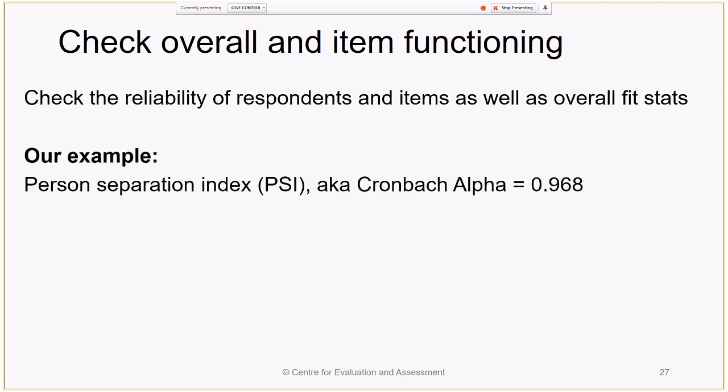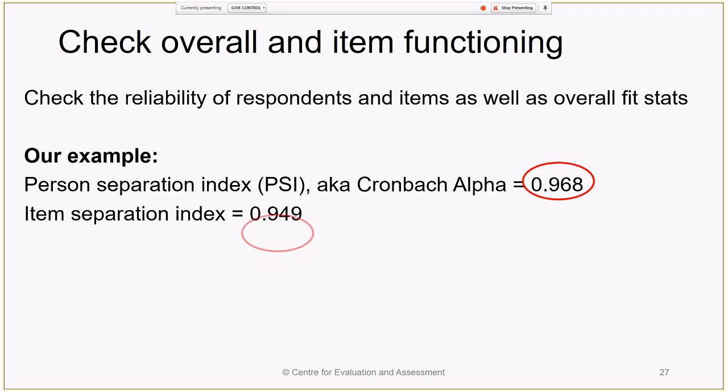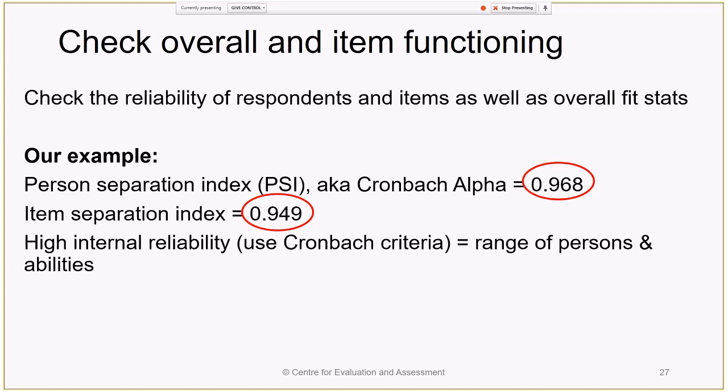In our example, we've got a person separation index, which is similar to Cronbach's alpha, of 0.968. We've got an item separation index of 0.949. So we've got high internal reliability using Cronbach's criteria and a range of persons and abilities.